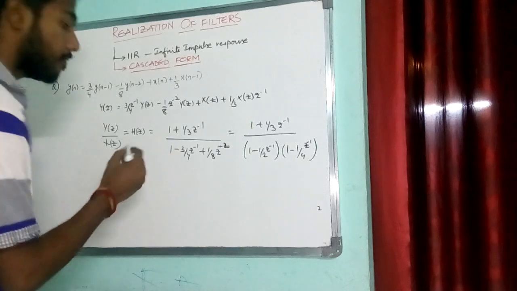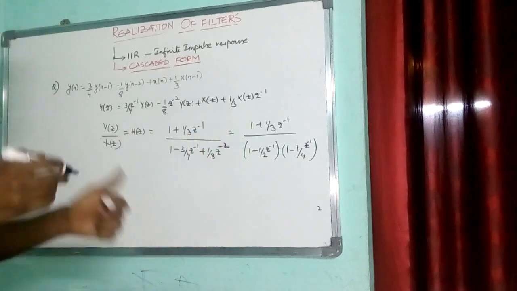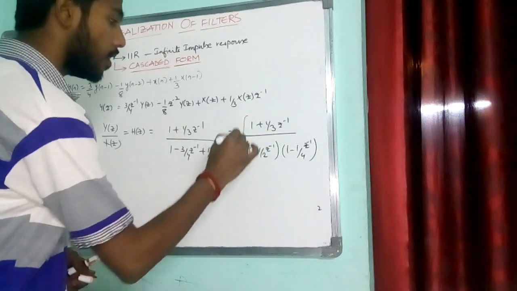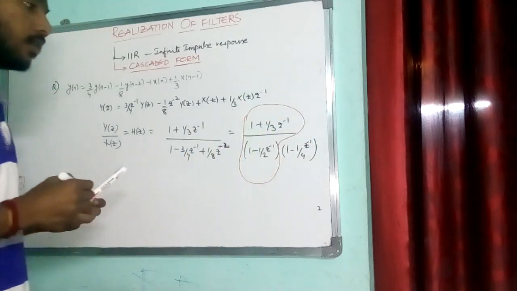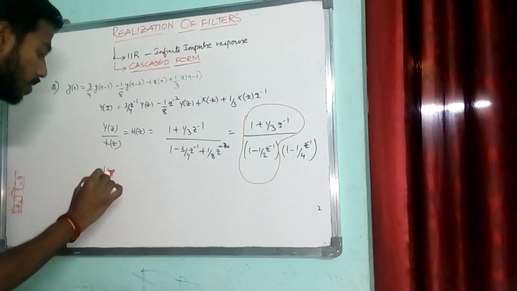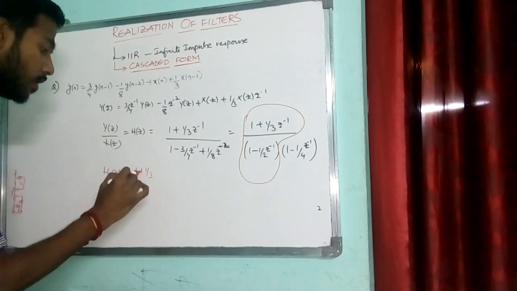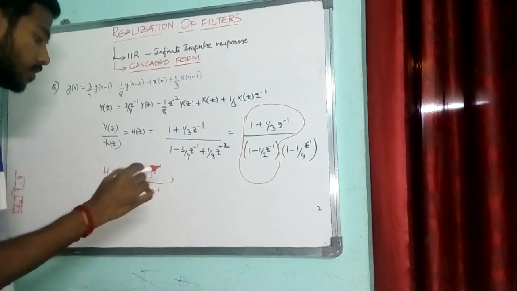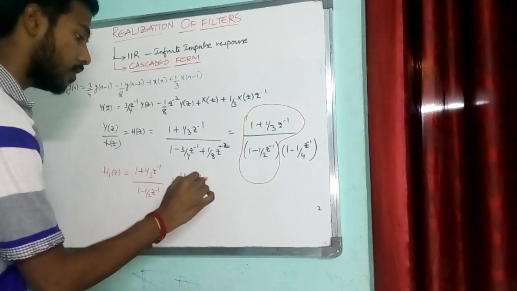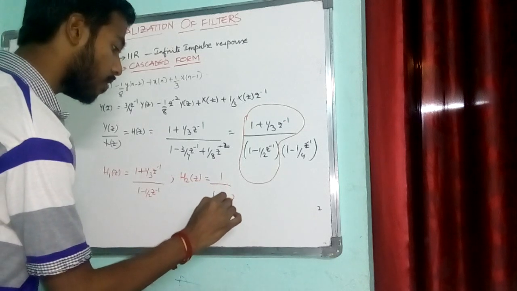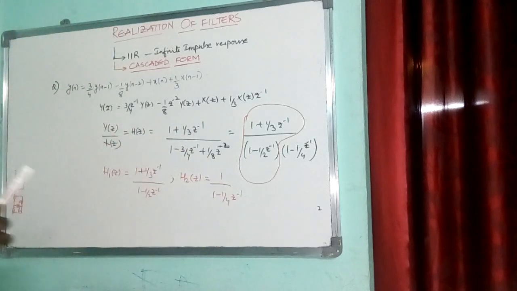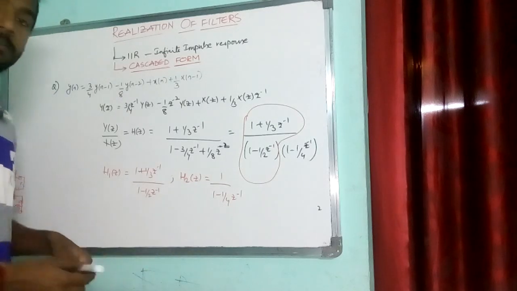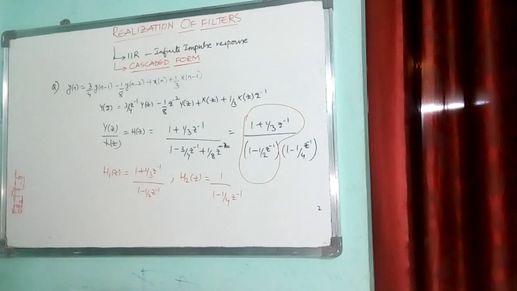Now consider any two parts as H1 of z into H2 of z. I make H1 of z equal to 1 plus 1 by 3 z inverse by 1 minus 1 by 2 z inverse, whereas my H2 of z will be 1 by 1 minus 1 by 4 z inverse. Now try to realize them separately using the block diagram. After that we'll cascade them.